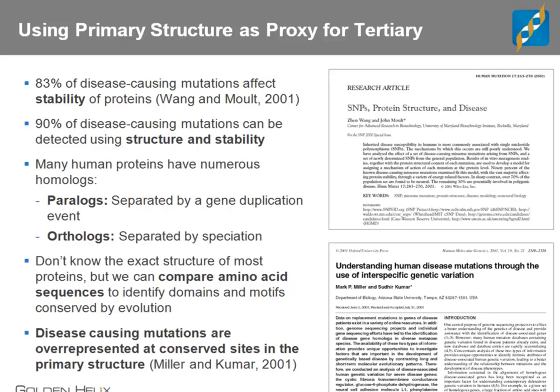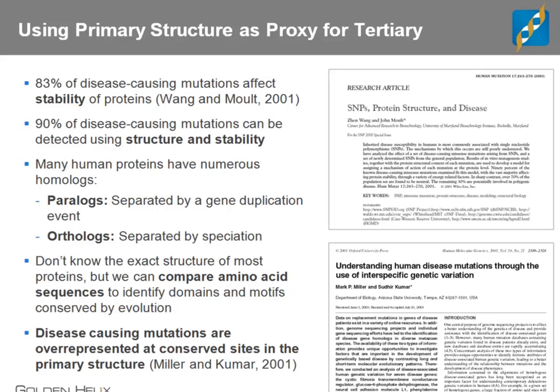So if we go back a few years to 2001, there's an important paper that found that 83% of disease-causing mutations known at the time affected the stability of a protein, and that 90% of disease-causing mutations could be detected using structure and stability criteria.